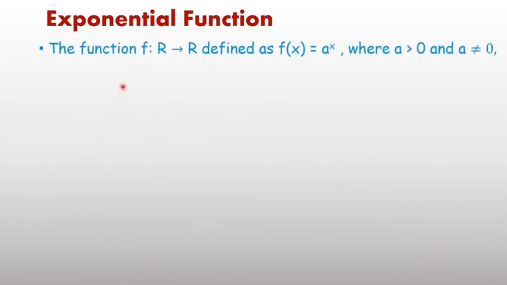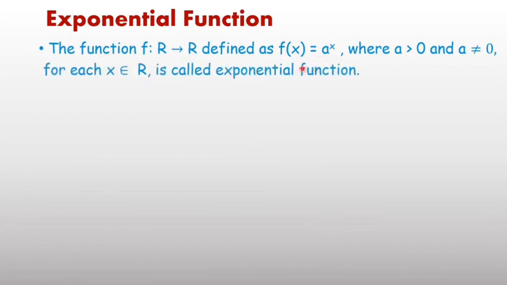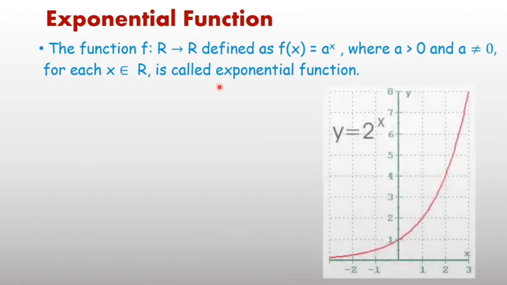Now exponential function. f is a function from R to R. f(x) equal to a power x is known as exponential function, where a is greater than 0 and a not equal to 1. From it understood, we will take base. a is known as base and x is known as exponential power. The base you will consider as positive real number, and x belongs to power any real number. Then it is known as exponential function.